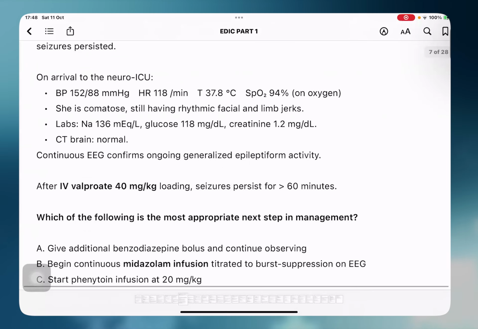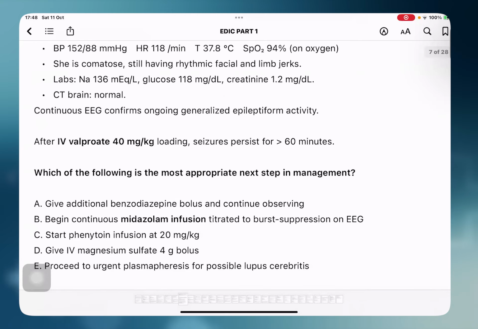So, what is the most appropriate next step in the management of this patient? The diagnosis is refractory status epilepticus. It's not a simple status epilepticus, it is refractory status epilepticus. Which of the following is most appropriate? Give an additional benzodiazepine bolus and continue observing. Begin continuous midazolam infusion, titrate it to burst suppression on EEG. Start phenytoin infusion at 20 mg per kg. Give IV magnesium sulfate 4 gram bolus. Proceed to urgent plasmapheresis for a possible lupus cerebritis. So, what is the next best step?